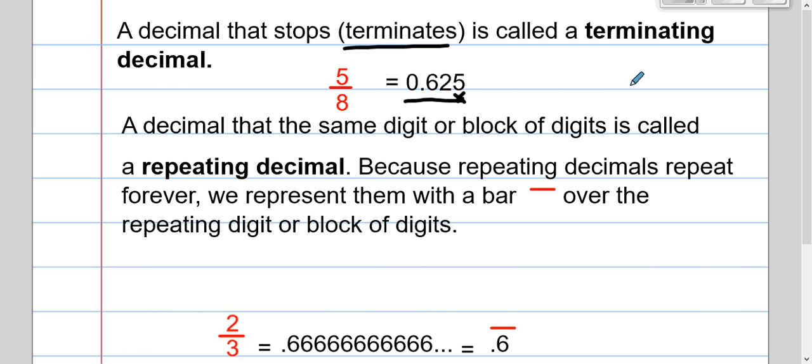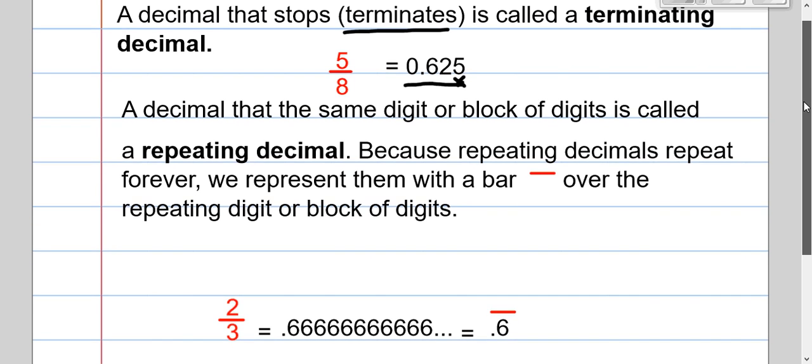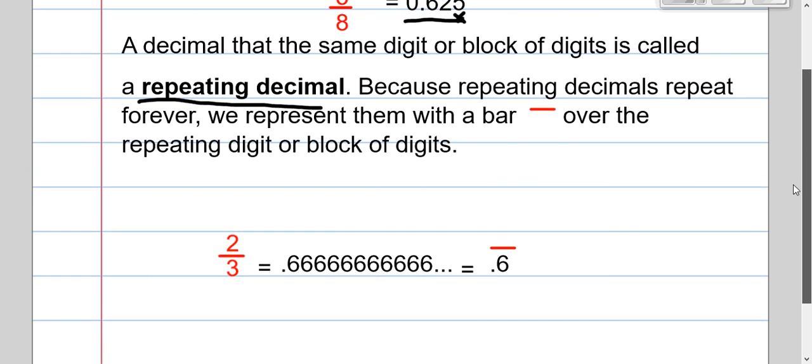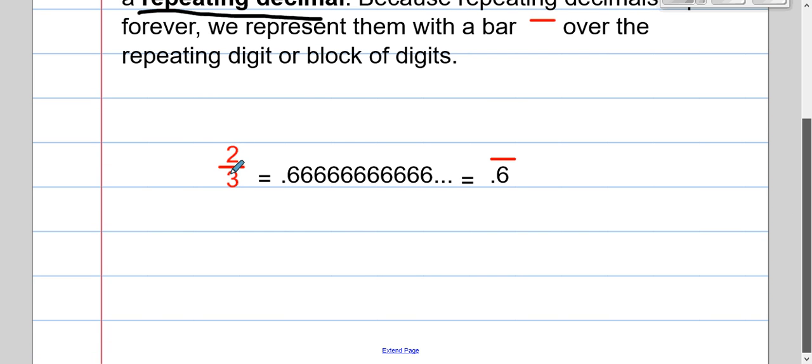A decimal that has the same digit or block of digits that keep repeating is called a repeating decimal. Because repeating decimals go on forever, we will represent them with this little bar above the repeating digit or the repeating block of digits. So in this situation, if I were to do 2 divided by 3, I'll show you how we get this 6.